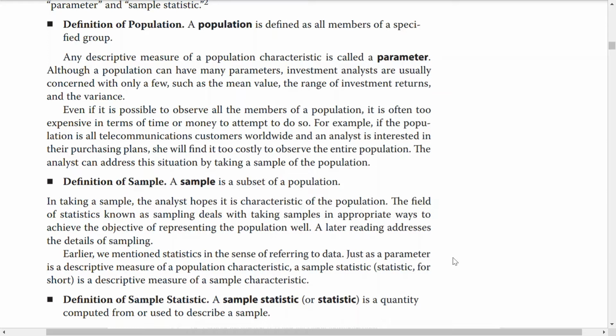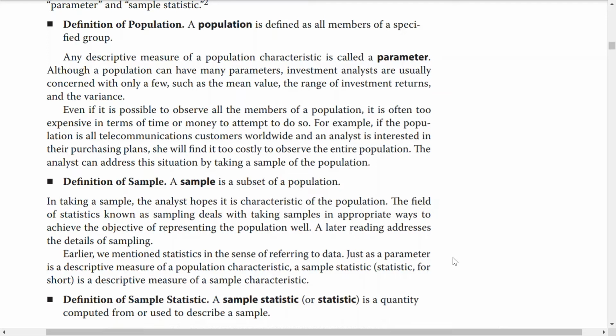Even if it is possible to observe all the members of a population, it is often too expensive in terms of time or money to attempt to do so. For example, consider a population of all the telecommunication customers worldwide, and an analyst interested in purchasing plans. She would find it too costly to observe the entire population. The analyst can address this situation by taking a sample of the population.